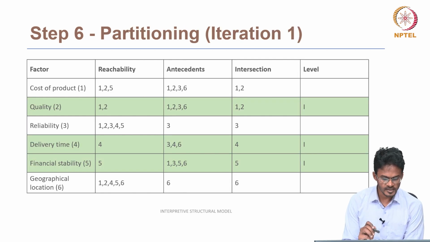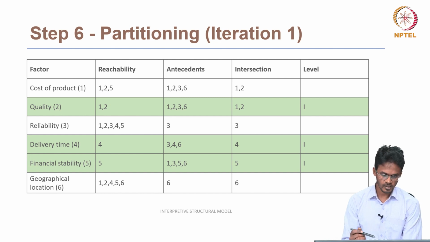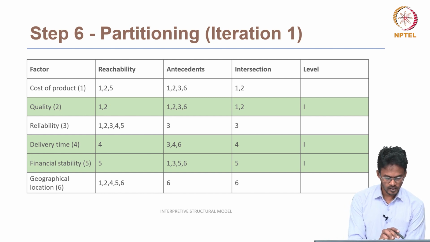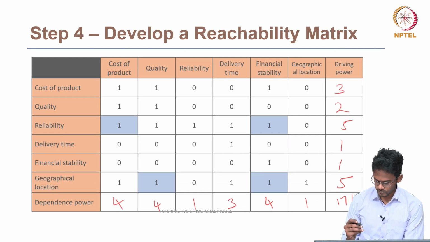And the next step is partitioning the reachability matrix. For partitioning the reachability matrix, as we have seen, we have to find the reachability, antecedence and intersection, then we will find the level. For cost of product, reachability means factors which are influenced by the factor under consideration. Here the factor under consideration is cost of product. So, reachability will be found when we see the final reachability matrix.